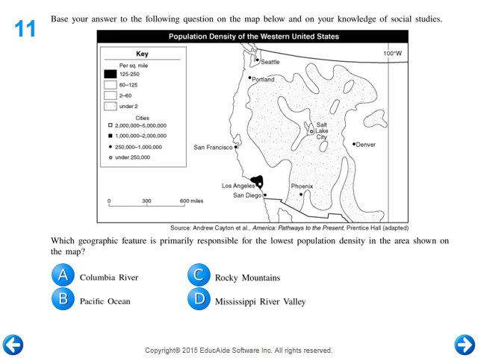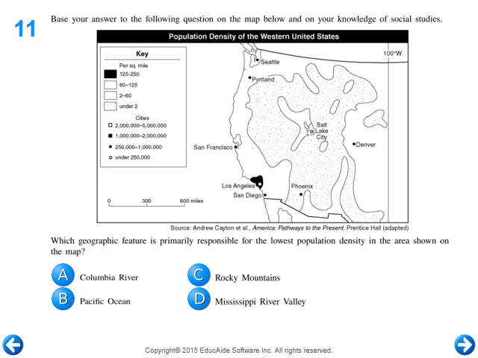All right, number 11. Which geographic feature is primarily responsible for the lowest population density in the area shown on the map? The map shows population density, so the number of people per square mile that live there. And in that really light speckled one, it's literally less than 2 people per square mile. And there's no really large cities in the middle of all this.